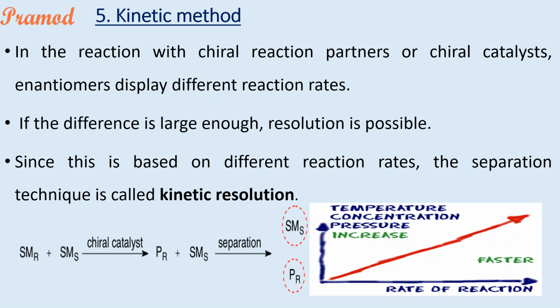One enantiomer will react fast, the other will react slow. The product which is formed can be separated, and thus you can separate your enantiomers depending upon the rates of the reaction. But the only criterion necessary is that there should be a large enough difference in the rate of reaction. Then only it is possible. If you can see, starting material R and S, with a chiral reagent, the product and your starting material can be separated. This is how you do the separation using the kinetic method.